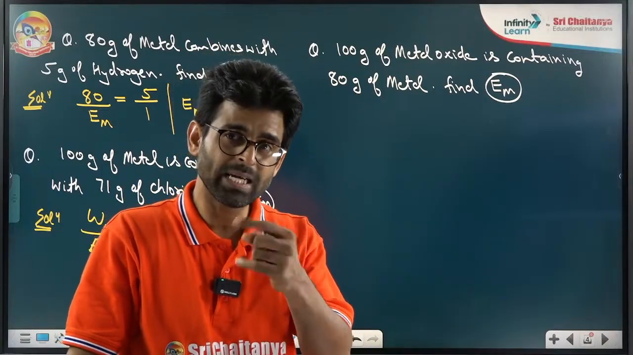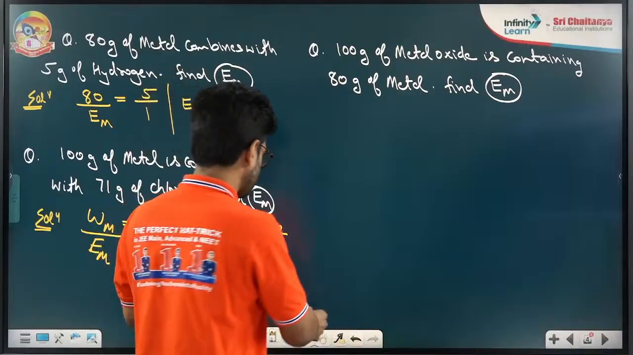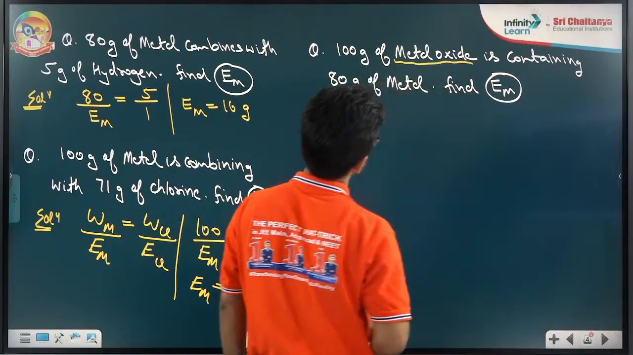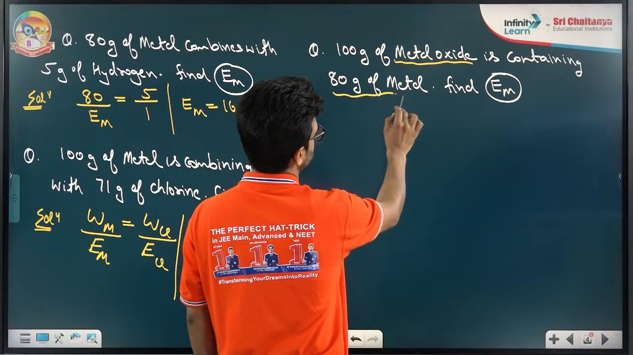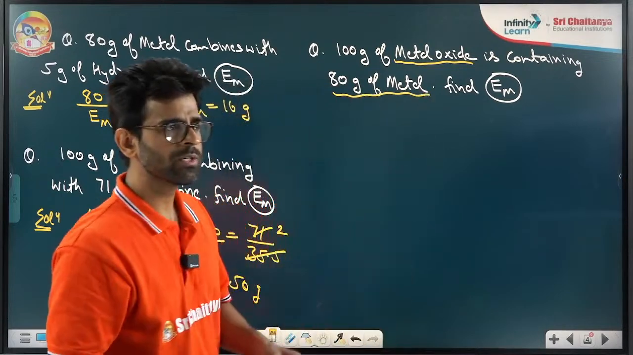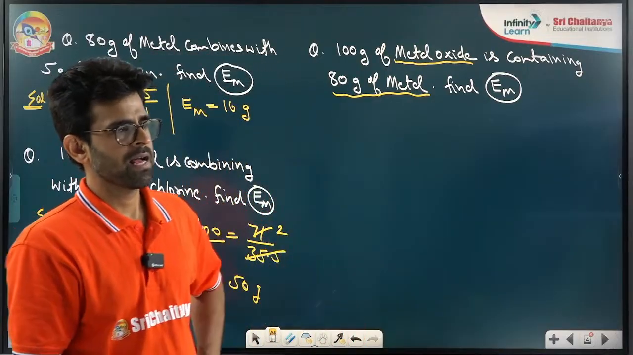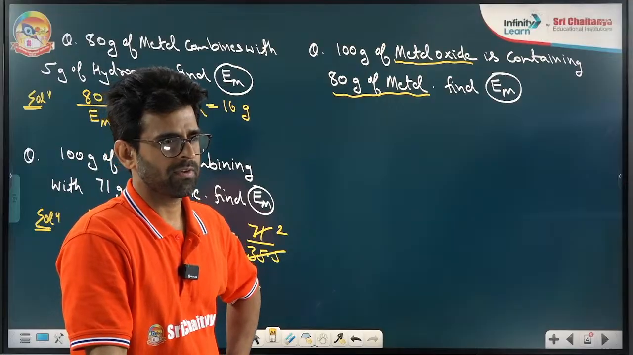This time I am writing 100 gram of metal oxide. Be careful. And it contains 80 gram of metal. So you can go in two ways. It's your choice. Just try. Give me the answer. Just try to find the answer.